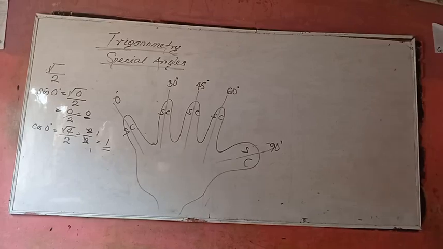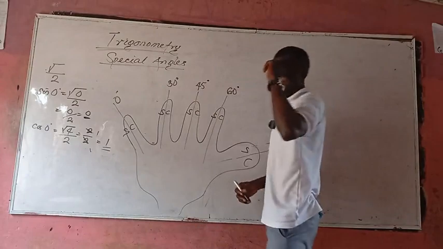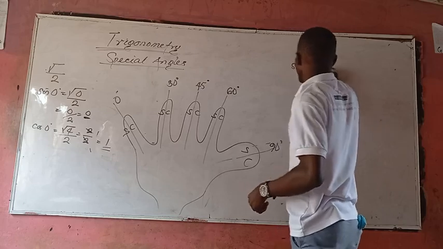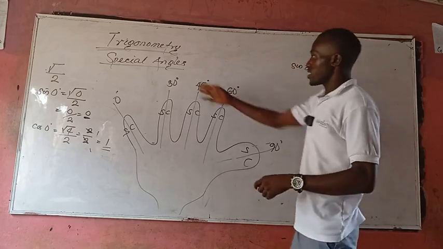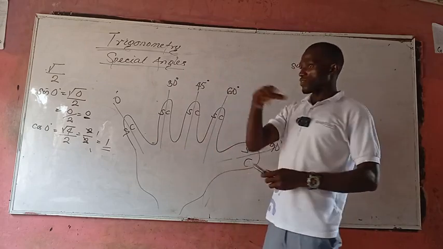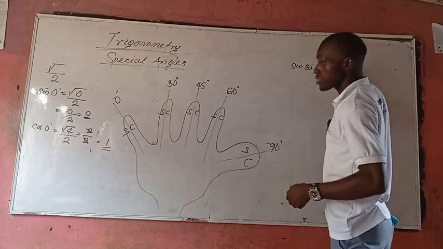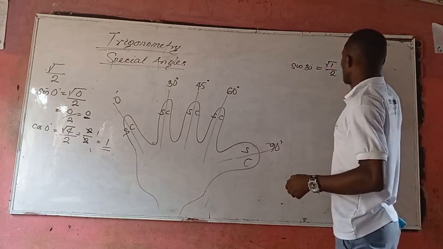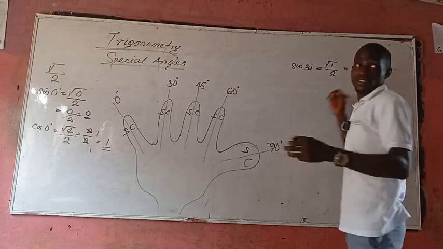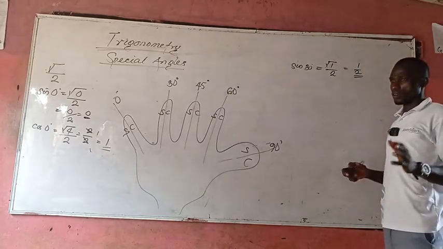Okay, so that is for 0. Let's try for 30. Sine 30 degrees: 30 is here, right? Now sine is on which side? This side. How many fingers are left on that side? 1. So that will be root 1 over 2. So sine 30 is what? 1 over 2 or 0.5. Have you gotten the concept?